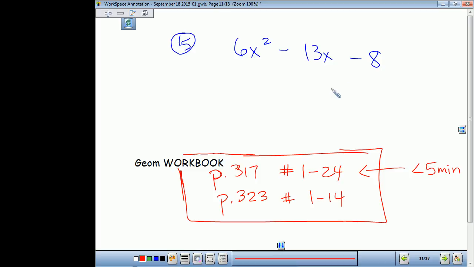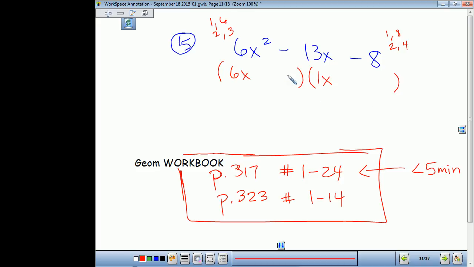And this one's even more irritating because 6 could be 1 and 6 or 2 and 3. And 8 could be 1 and 8 or 2 and 4. But we know they have to be different signs because we're multiplying to get the negative 8. And we're adding to get negative 13. You may just want to try something. This is called trial and error. Sometimes you just have to try.